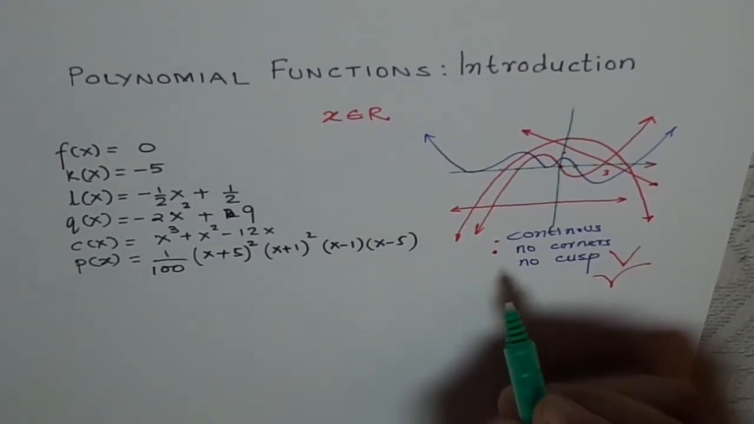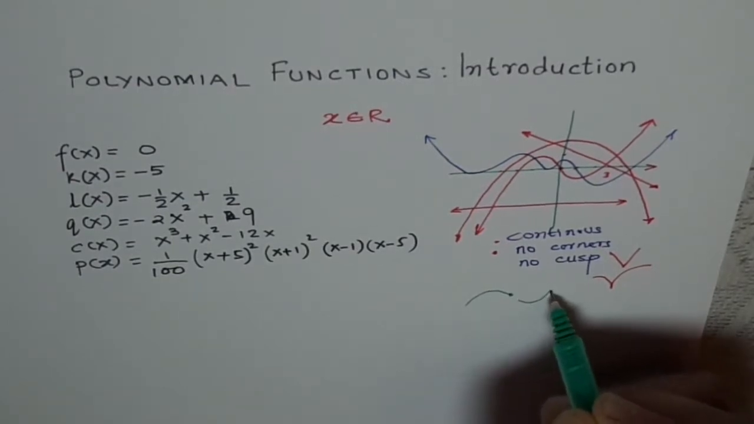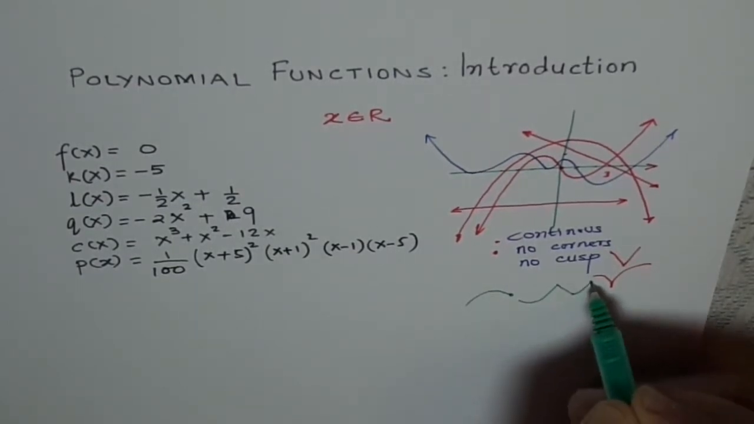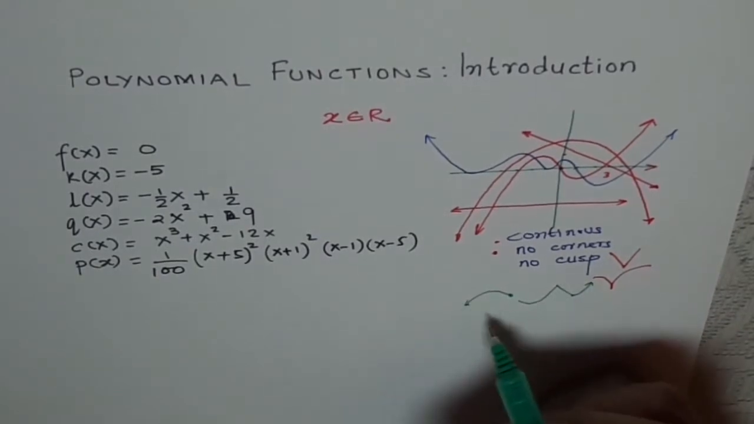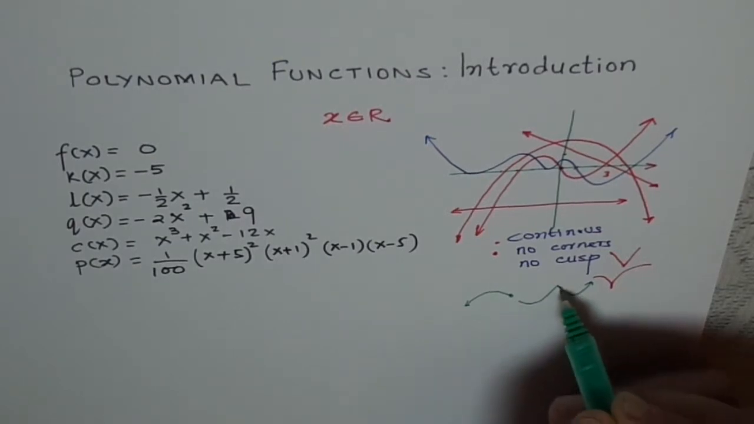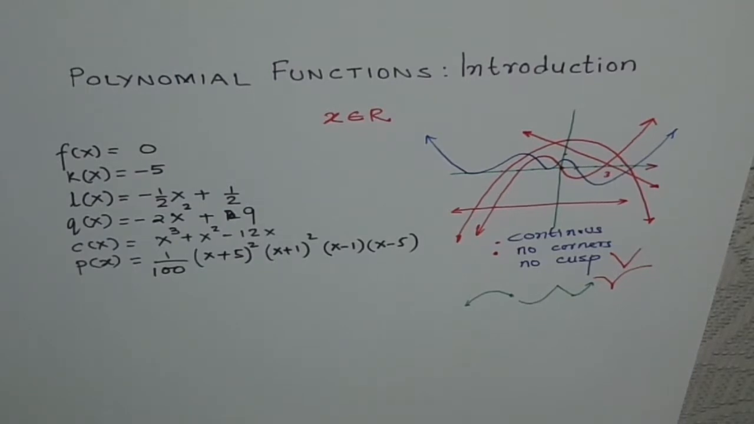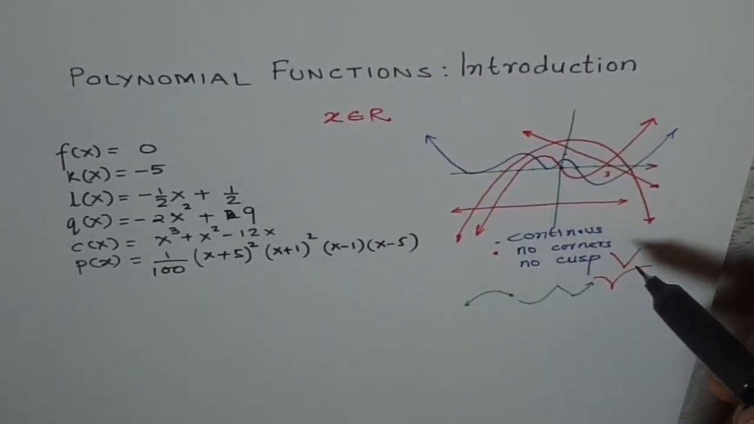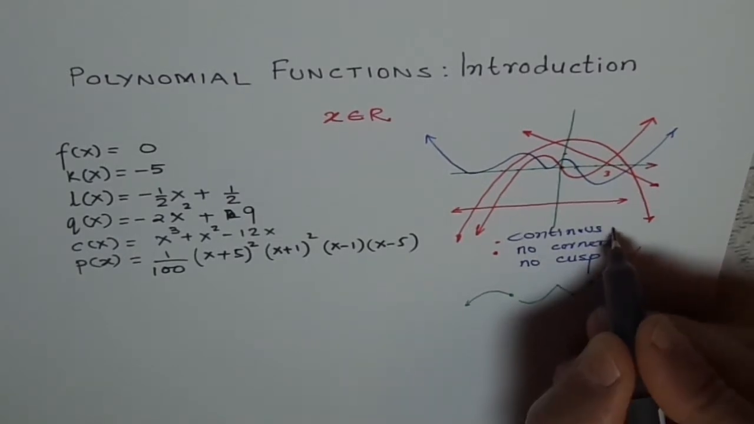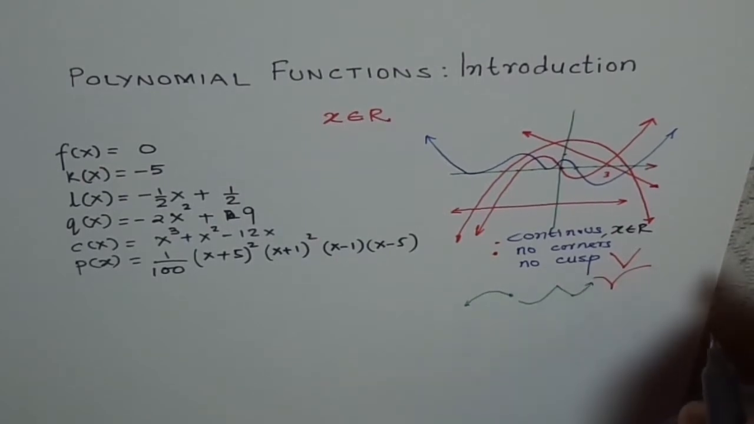Therefore, if you see a function which is kind of like this with a break here and then starting like this and going like this, then this will not represent a polynomial function because it has breaks, it has a corner, things like that. Any one of those things will disqualify it from being a representative of a polynomial function. Now we see the common characteristics here: all are continuous. That means x belongs to real numbers. That's the domain. And no corners and no cusp.